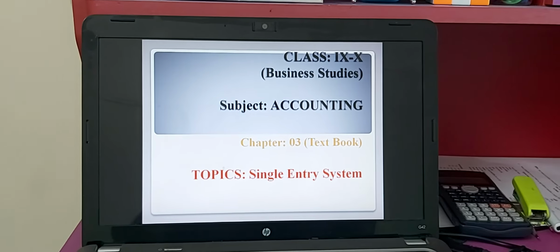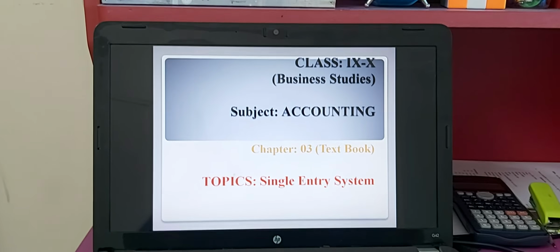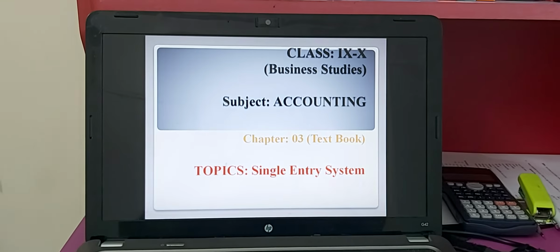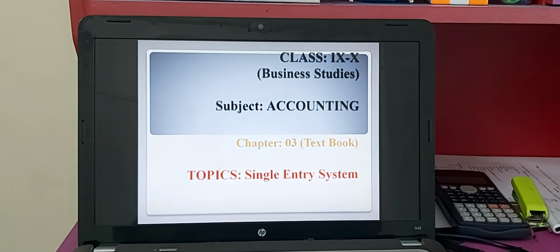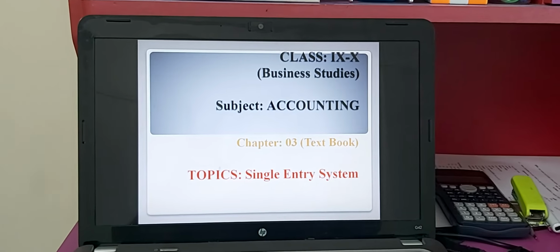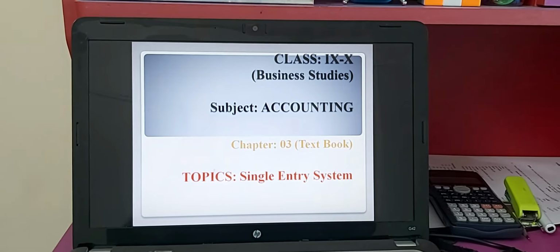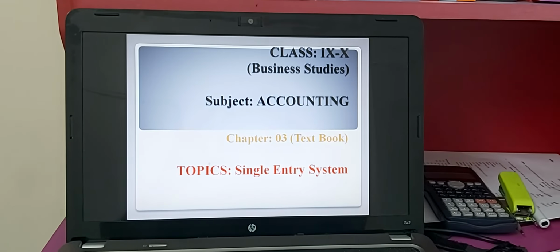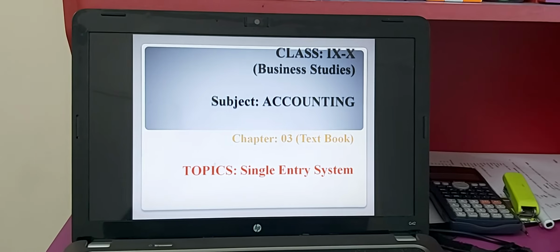Single entry system is not at all a scientific system or complete system. In this method, though some accounts related to assets and liabilities are kept, preservation for the class of revenues and expenses is never emphasized, or revenues or incomes and expenses are never shown in this system.